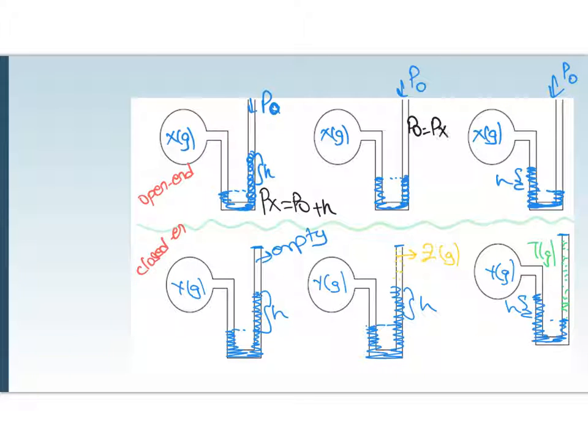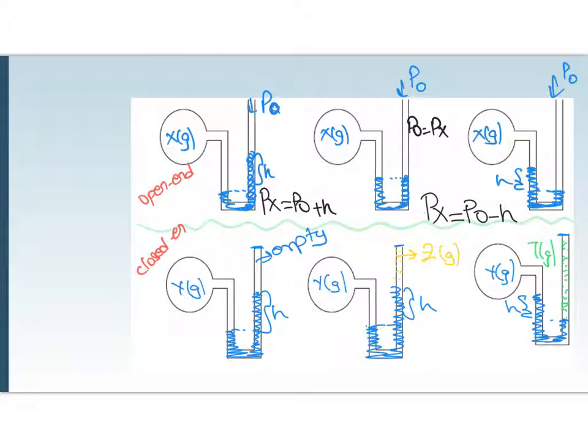P0 is equal to Px. Now comes the third one. In this case, you see that there is a mercury level difference on the left hand side of the manometer. So this means that P0 has a higher pressure than Px. So how can you write the equality? Px will be equal to P0 minus H.